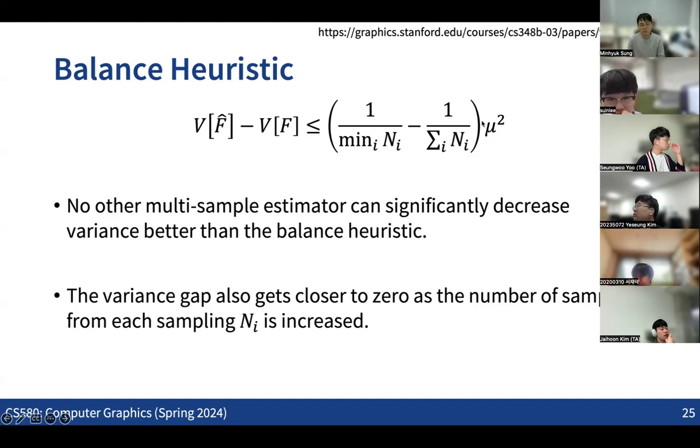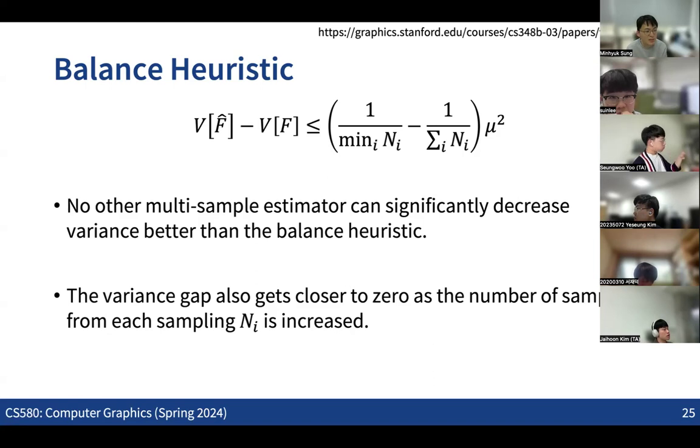So we are seeing an upper bound, an upper limit, on the improvement we can make over the balance heuristic with another weight function, which means that the balance heuristic is good enough, having this small gap with the upper bound on the gap with the other arbitrary estimator.